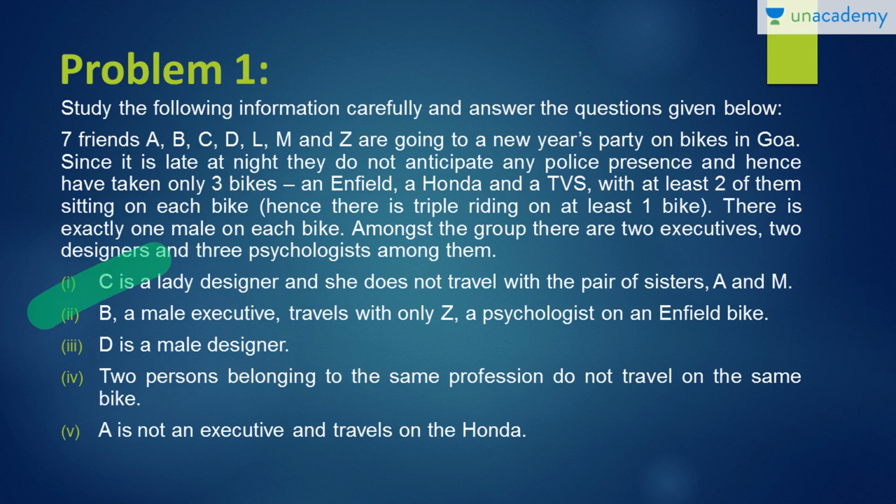C is a lady designer and she does not travel with a pair of sisters A and M. So from here I get a lot of information. I get to know that C is a lady and a designer, and that she doesn't travel with a pair of sisters A and M, which means A and M travel together and they are both females.